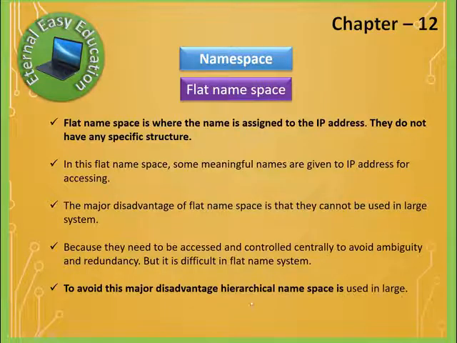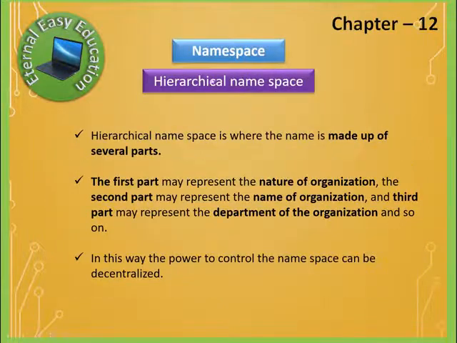So let's see what is hierarchical namespace. Hierarchical namespace is where the name is made up of several parts. First part may represent the nature of organization. Then second part represents name of organization. Then third part may represent the department of the organization and so on. So there is a hierarchy and there is a procedure to have this. In this way, the power to control the namespace can be decentralized. So this method is going to help to have an effective name to the IP address.